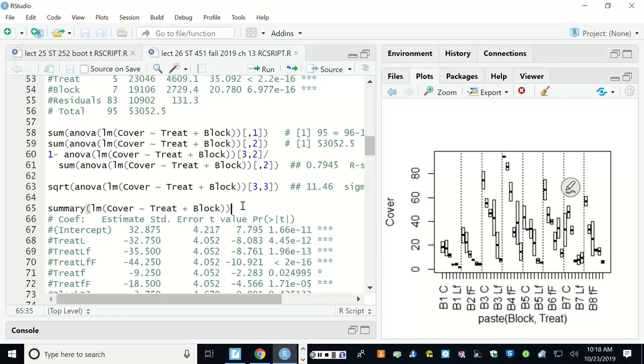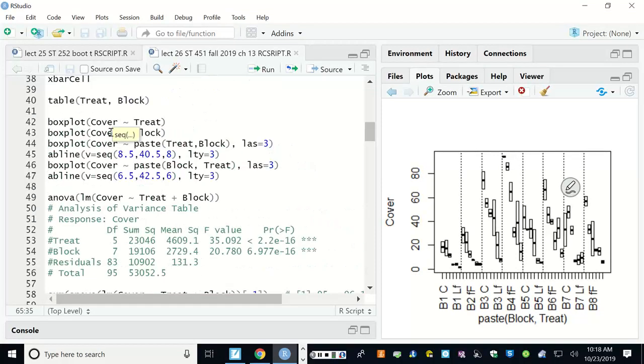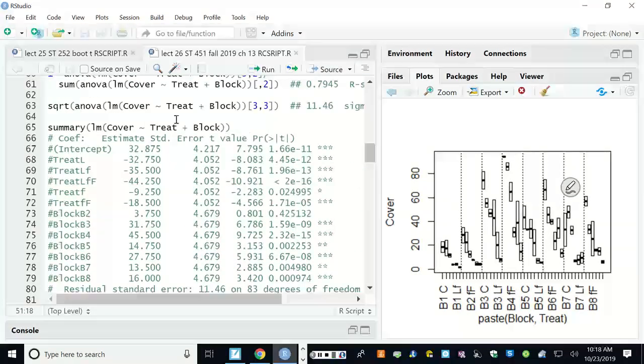The way it's implemented in R is a linear model command. It's the same as the regression command. So instead of doing ANOVA, you can just summarize it like a linear regression. If you summarize it with linear regression, it gives you all these coefficients. The average overall is estimated, this intercept is 32.875. And treatments, if there's limpets in, then the average cover goes down. If there's limpets and small fish, the average goes down, and so on. And as you go to different blocks, the coverage goes up compared to the first one.